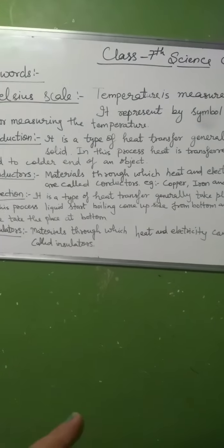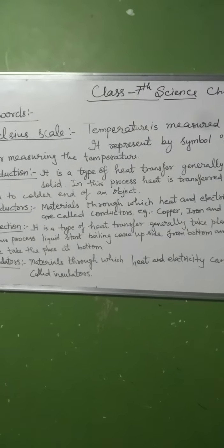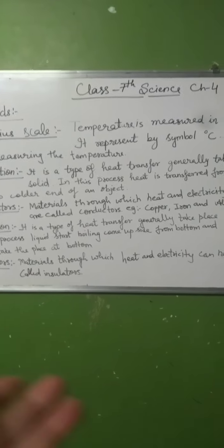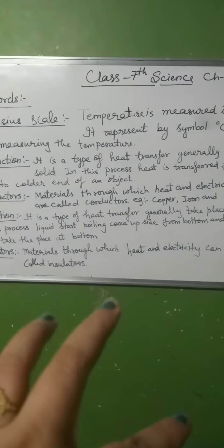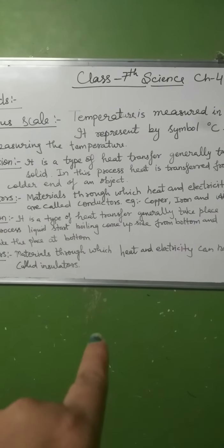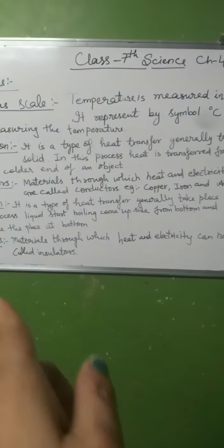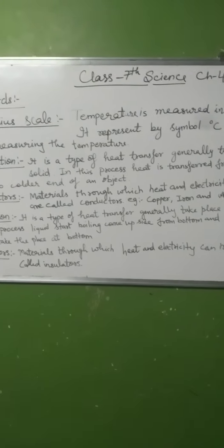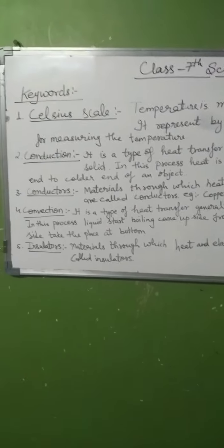It means when you put water to boil, it gets heated and comes upward. ऊपर की तरफ आता है water and the side water comes down and takes place at the bottom. Okay, bottom वाला water comes up and side में से water जो है वो bottom की तरफ आता है. That type of heat transfer is called convection.